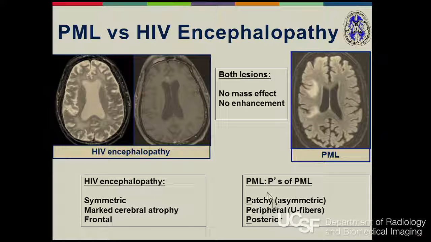And here are some of the features we can use to try and distinguish these. I like just to keep it simple and remember the P's of PML, the 3 P's. Patchy, which infers that it's asymmetric, peripheral, going all the way up to the U fibers, and posterior, although it can be frontal, it more commonly tends to be parietal.